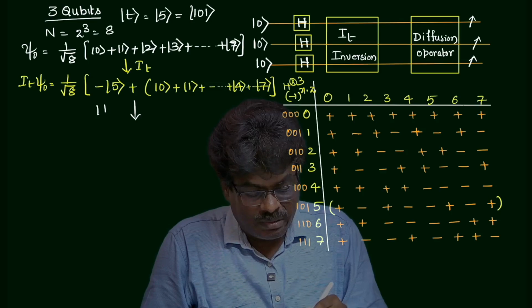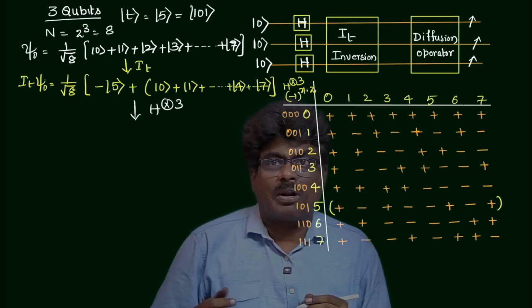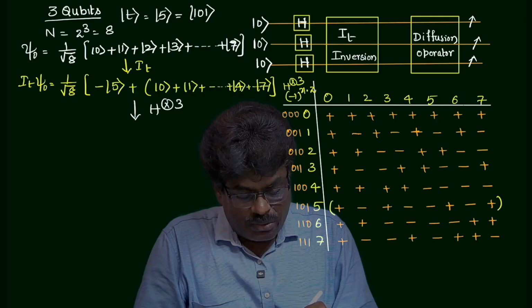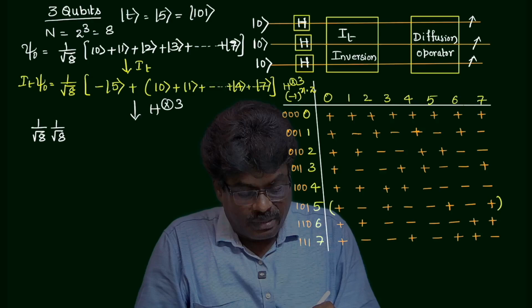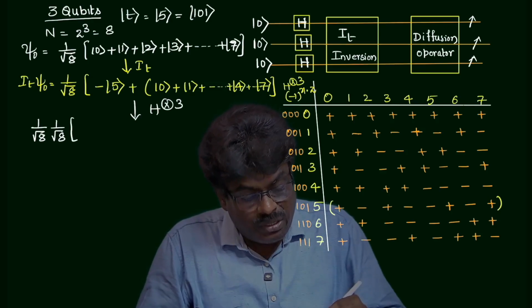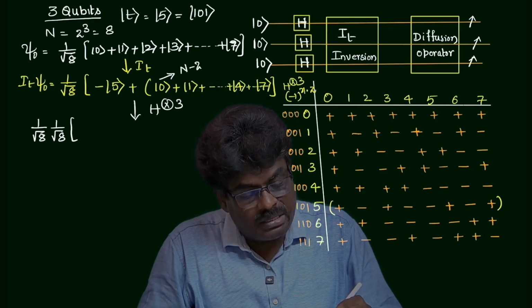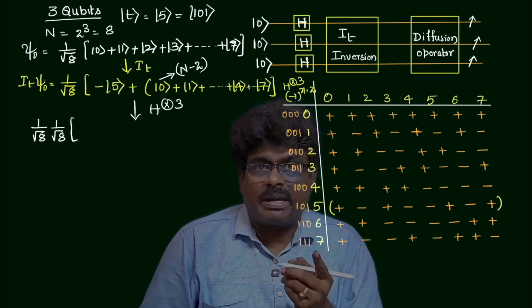So this is the Hadamard operation again. 3 times you are operating. That's why you'll get 1 by root 8 again. So that's why 1 over root 8 and 1 over root 8 I told you. So 0 state amplitude becomes n minus 2. Okay. So here n is 8, 8 minus 2, 6.